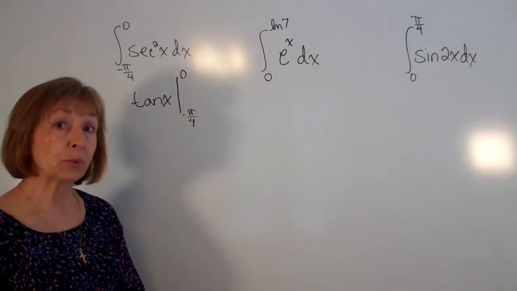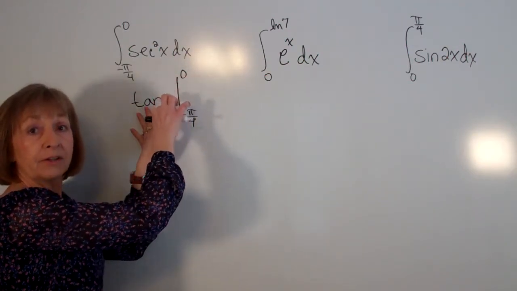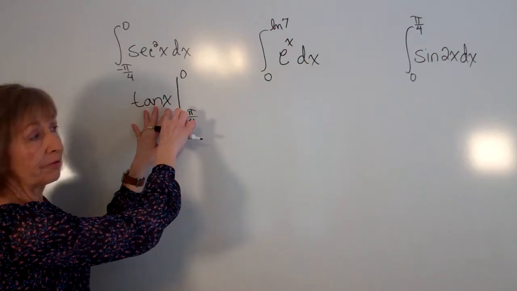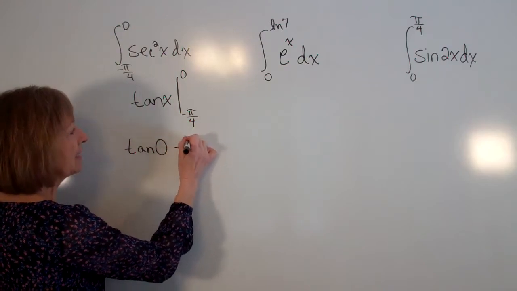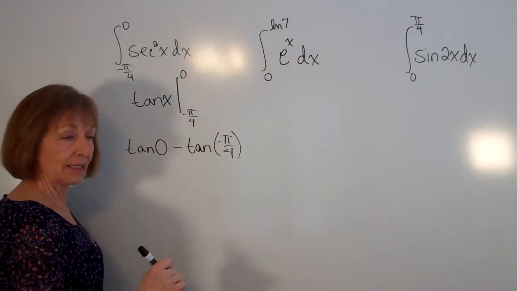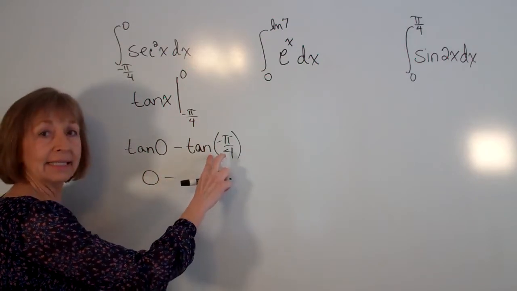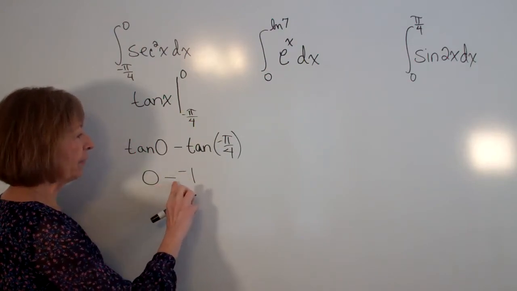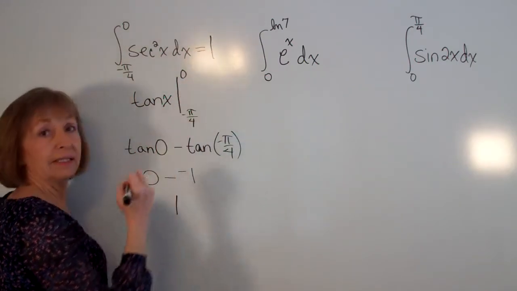Now it's really important to remember that you're going to plug the upper limit of integration in for your variable minus plug the lower limit in for your variable. So I have the tangent of 0 minus the tangent of negative pi over 4. The tangent of 0 is 0, minus the tangent of negative pi over 4, which is negative 1. And then 0 minus the negative 1 is 0 plus 1, or 1. So this definite integral value is 1.